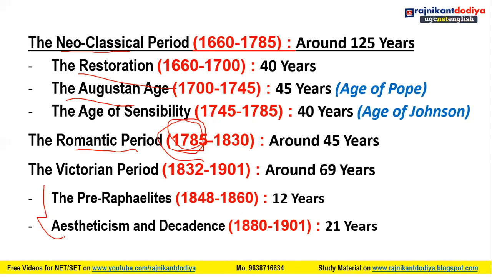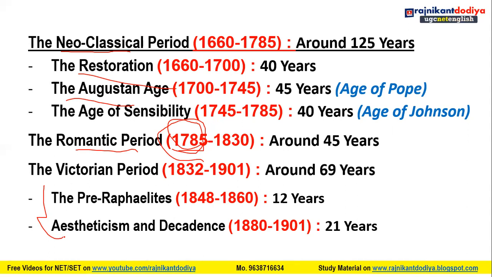And this name, Victorian period, is taken after the name of Queen Victoria. This age is also known as the age of reform, age of reformation, as the first reform bill came during this era. The first reform bill in England came during this era, and that's why it is also called the age of reform. So the Victorian period is also named the age of reform.